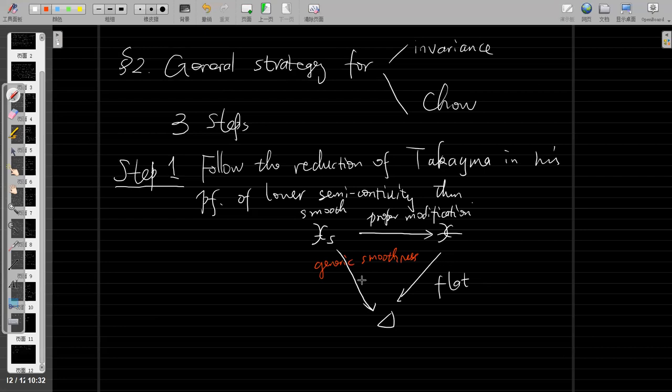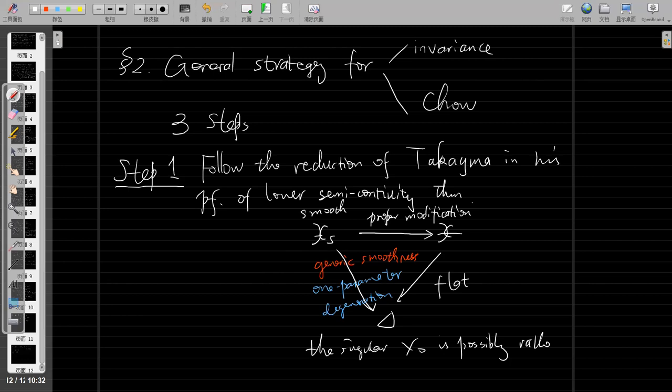So we can actually assume that X_S to S is a one parameter degeneration. And then the trouble that may occur here is that the singular fiber X_0 is also possibly rather singular, right? Rather singular. So we do another operation, the so-called semi-stable reduction of K.